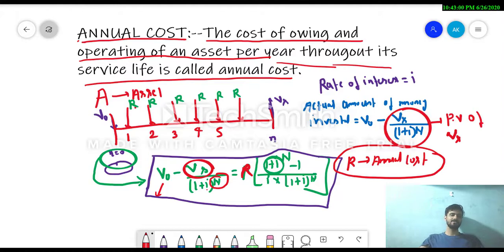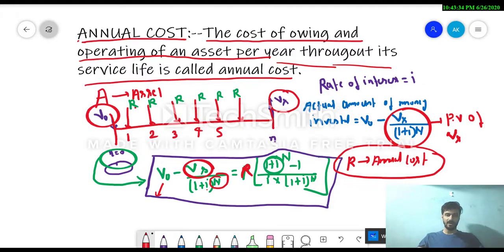Now my dear student, why we are going to use the annualized cost method? The reason is that it would be inappropriate to compare two objects with the help of the NPV method when the service life of the two assets is different. We can't use the NPV method when the service life of two assets is different, so you use the annualized cost method. Here VS is the salvage value, and V note is the initial cost of the equipment or asset. From there we can calculate the annualized cost.